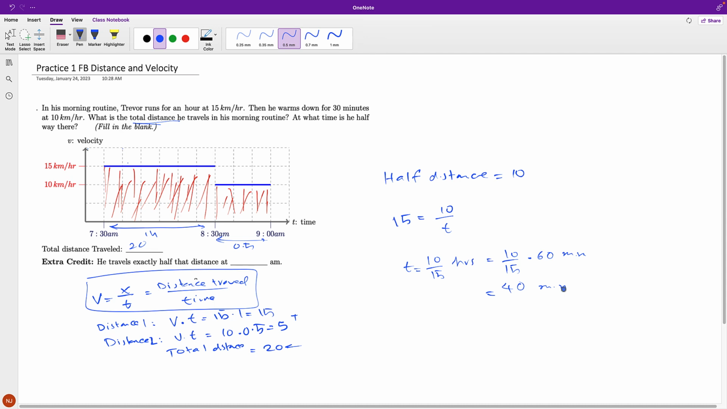Now let's see. We started at 7:30, and we want to add 40 minutes, and we end up with 8:10. So the answer to this is 8:10 a.m.